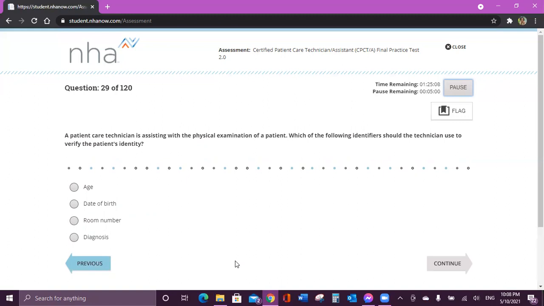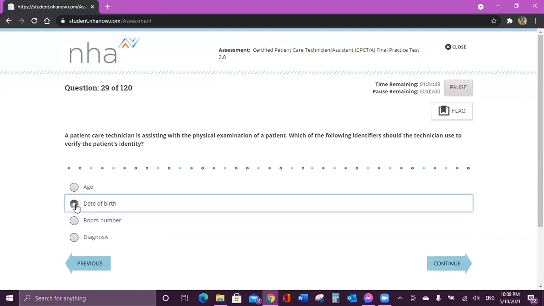A patient care technician is assisting with the physical examination of a patient. Which of the following identification should the technician use to verify the patient: identifying age, date of birth, room number, and diagnosis? Date of birth. Yeah, date of birth.